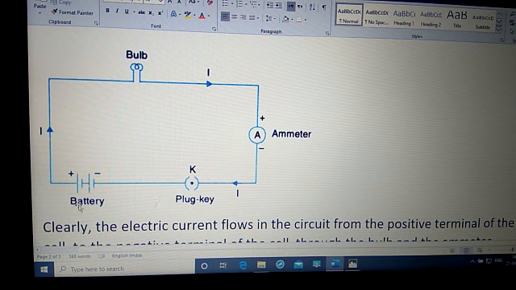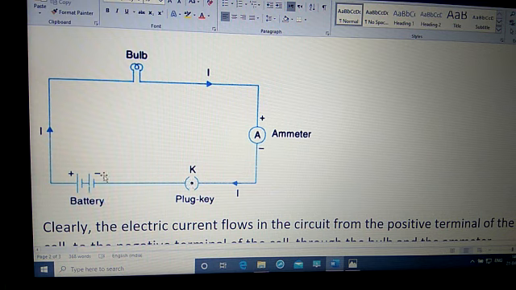Now we will take another circuit diagram. Okay, a battery of 2 cells, a bulb is connected, an ammeter is connected, and a plug key is connected. All are connected in series. You observe the direction of flow of current in this circuit. What is the direction of flow of current in this circuit? It is from positive to negative terminal. The direction of flow of current is from positive to negative terminal. So it is indicated by these arrow marks. The arrow marks are indicating the direction of flow of current.